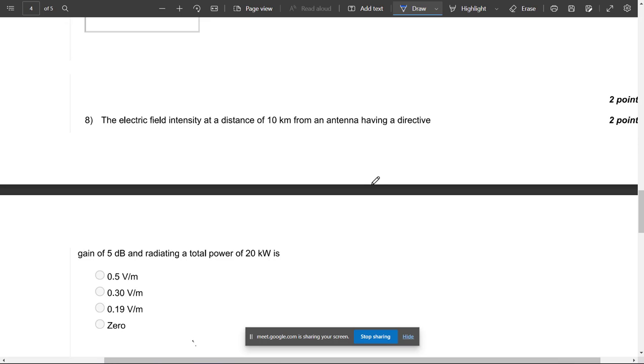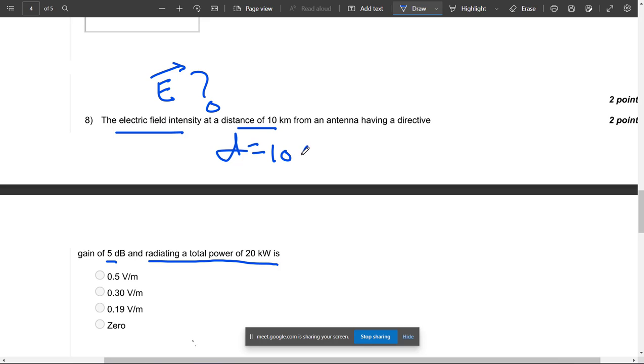Okay, next question. The electric field intensity at a distance of 10 kilometer from an antenna having a directive gain of 5 dB and radiating a total power of 20 kilowatts. So electric field intensity E is asked to us. Distance D is given to us: 10 into 10 to the power 3.